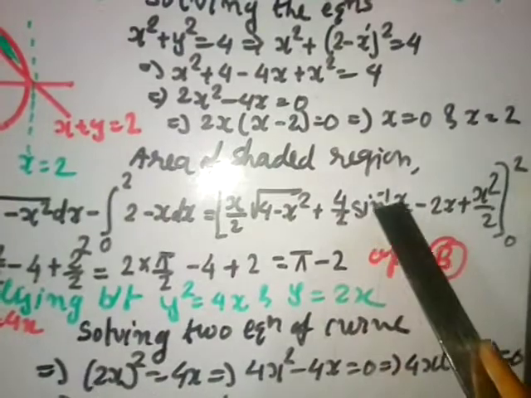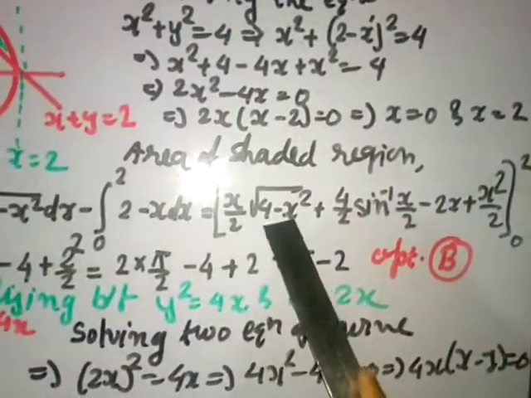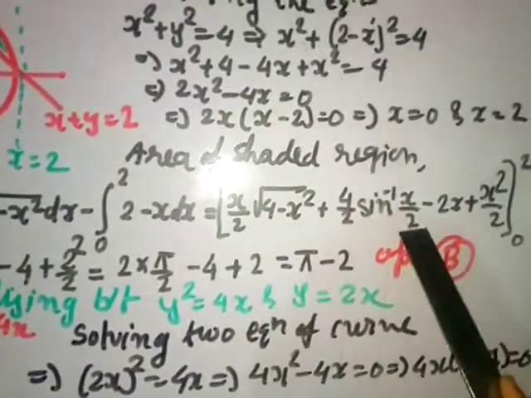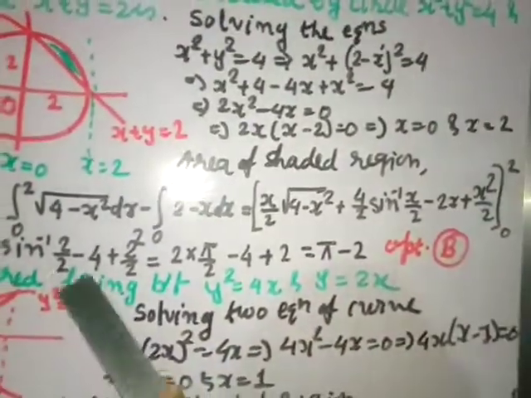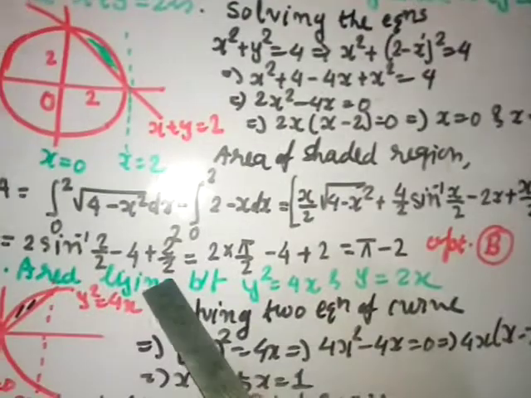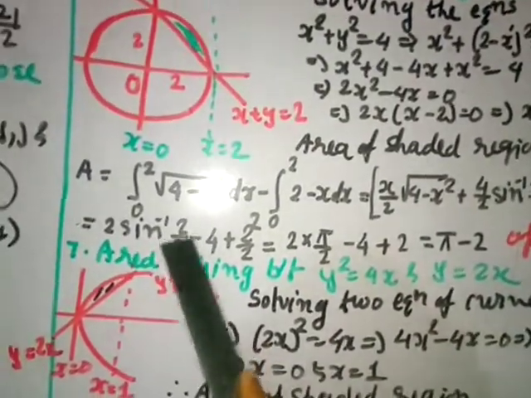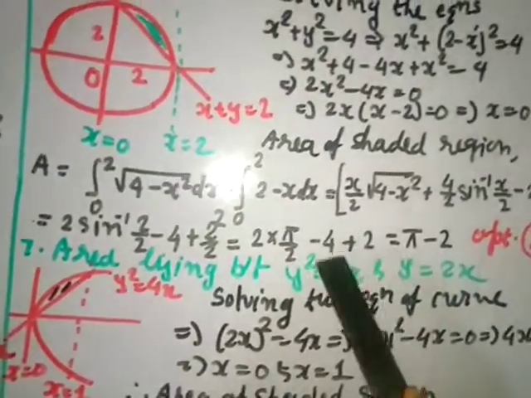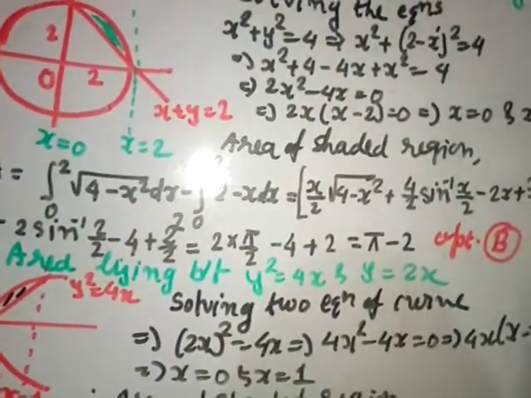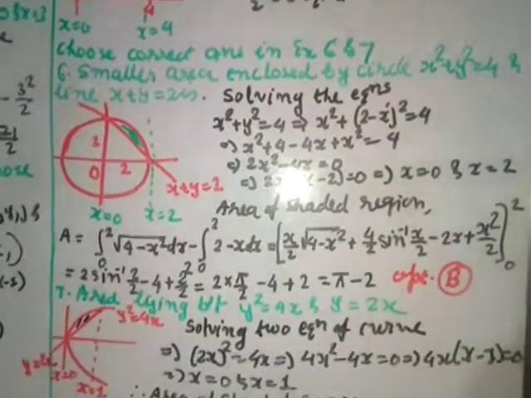When you put 0, the limit will be 0, so you only have to put 2. When you put 2 this cancels, so here 2 by 2, here cut by 2, so 2 sin inverse 2 by 2 minus 2 into 2, 4, plus 2 square by 2, so 2 and 1 cancel. Sin inverse 1 is pi by 2, so 2 and 2 cancel, so here pi, here minus 4, here plus 2, which gives you minus 2. So here pi minus 2, that is option B, the correct answer.